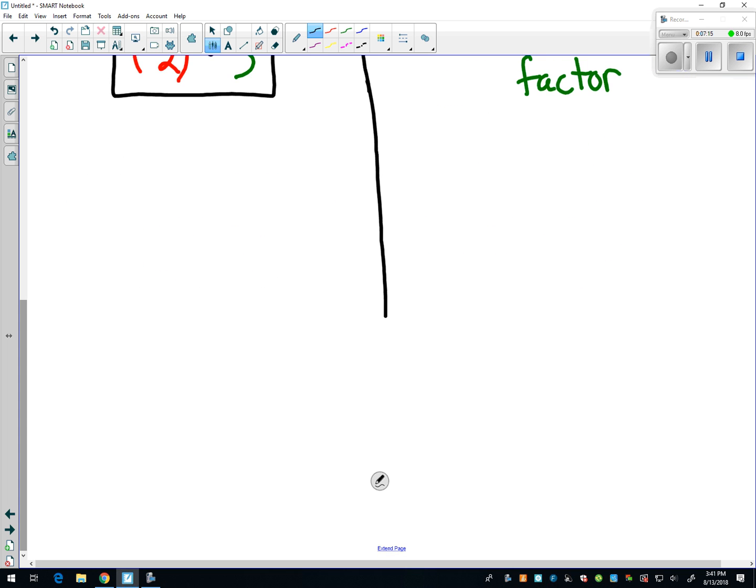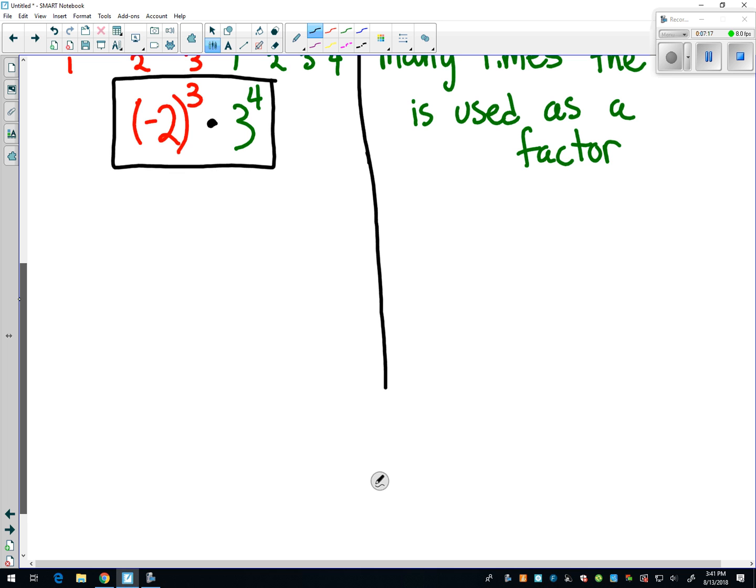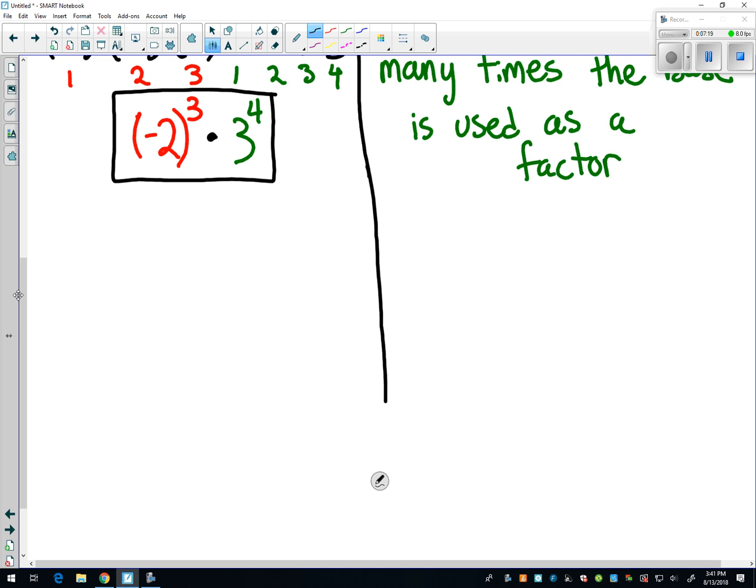All right, let's scroll down a little bit. Next example will be m times m times n times n times m times 3 times 3. And we're going to have a couple different pieces here.